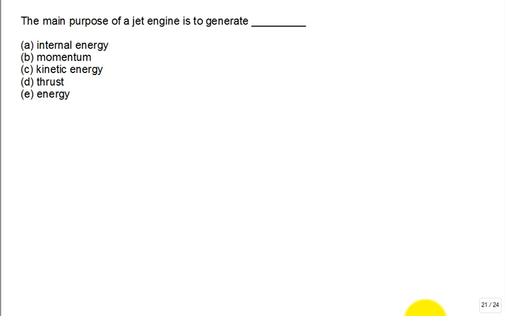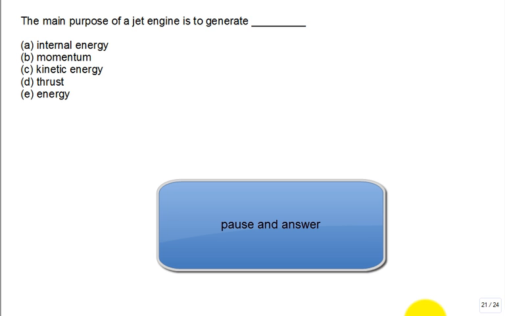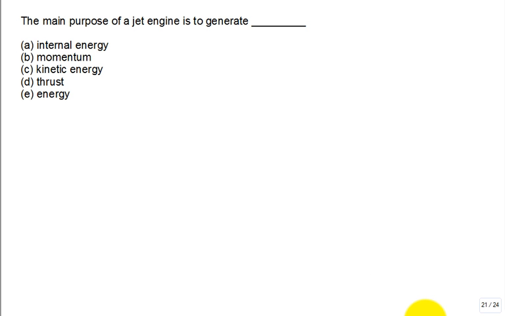The main purpose of a jet engine is to generate internal energy, momentum, kinetic energy, thrust, or energy. What is the main purpose of a jet engine? It's to generate what? All right, I'm going to go ahead and shut it down. And let's show the results.